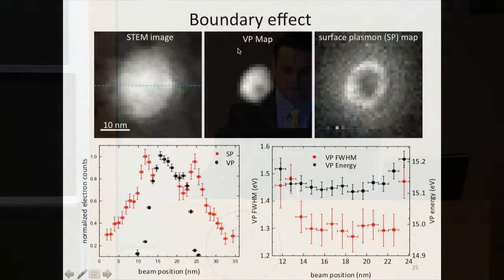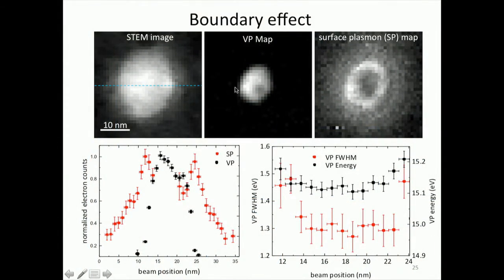So here I have on the top left a STEM image again, and the volume plasmon map, as I explained before. And we also plotted here the surface plasmon map. This is the SP1 mode, and you can see that the mode extends beyond the particle. On the bottom left, we have the normalized electron count as a function of beam position. By looking at this cross-section pointed in the middle of the particle, we plotted the intensity of the surface plasmon in red right here, and the intensity of the volume plasmon in black here.